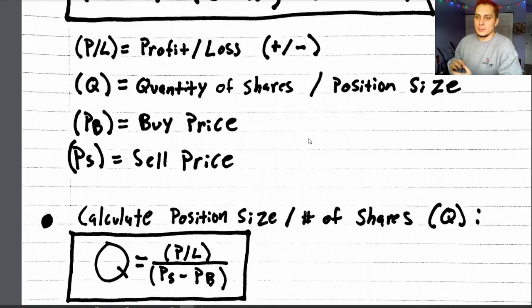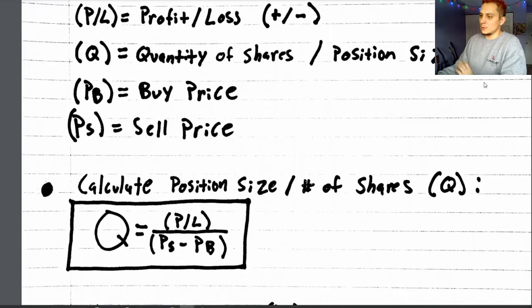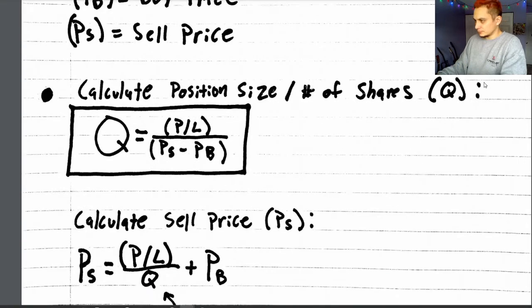It's the profit/loss over the sell price minus the buy price. And if you use this equation and you end up getting a negative, you either forgot to put the negative in front of the P/L or you got the buy price and sell price mixed up. But the number value is going to be correct. So if you get negative 10, it's 10. That's a minor mistake. If you use this and you end up with a negative, just flip it around.